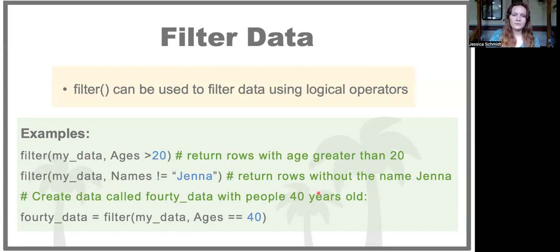And in our third one, I'm actually creating a new data set. Remember, when we use the equal sign, we're assigning something to the global environment. So I'm creating data called 40_data. And then here's my filtering: filtering my data where ages are exactly equal to 40. So I'm just taking rows of data where ages are equal to 40, and calling it 40_data. Now anytime in the future that we run 40_data, it will return that data set. It's like saving a whole new data set. Just like my data is a data set, 40_data is now a whole new data set, but it just has data with people 40 years old. All right.